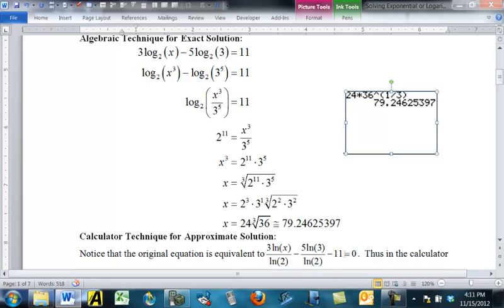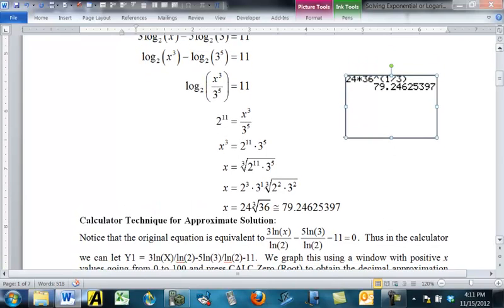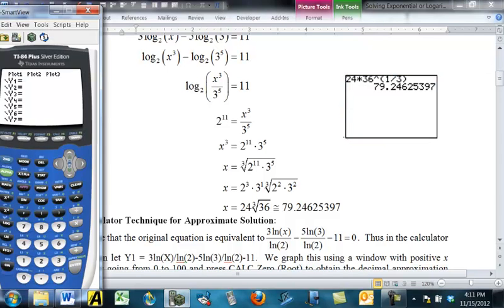So I let the left side of this be f of x, or y1 of x. And then we want to see when that's equal to 0. That's when it crosses the x-axis. That's a calc 0 in our calculator. Okay, calculate the root, or 0. And so we put that in here.